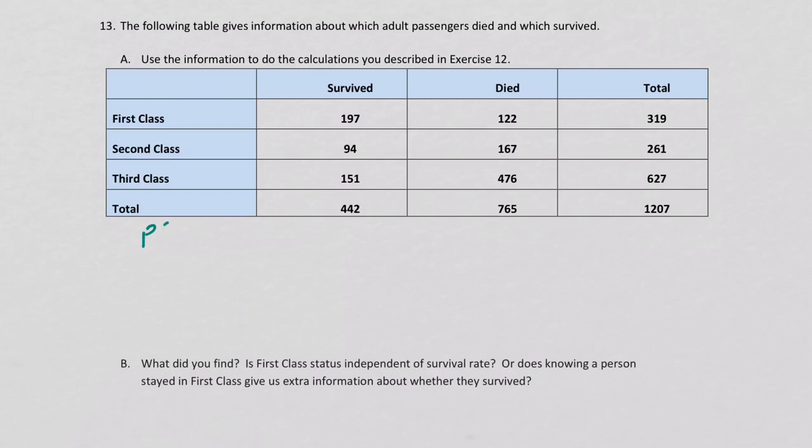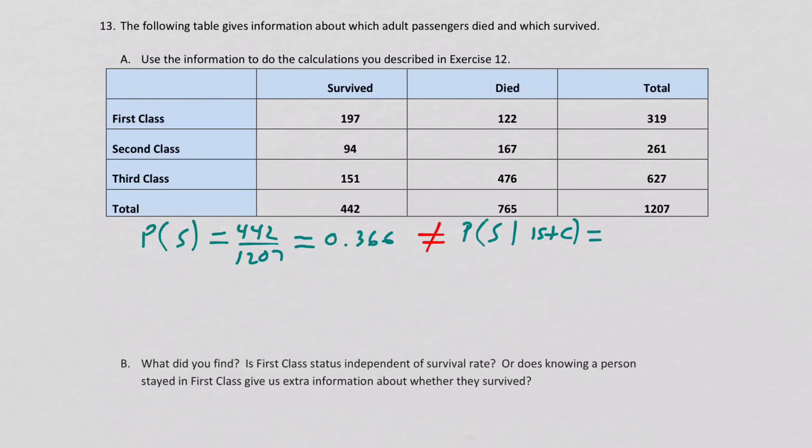Now to calculate whether or not items are dependent, we're going to take what we just talked about. So I'm going to first calculate the probability of a survivor, and that probability of the survivor is going to be 442 over 1207, which is about 0.366. And we're going to show that this does not equal the probability that they survive given they were in first class. That probability is 197 over 319, which is about 0.618. Because they're not equal, we can say they're dependent.